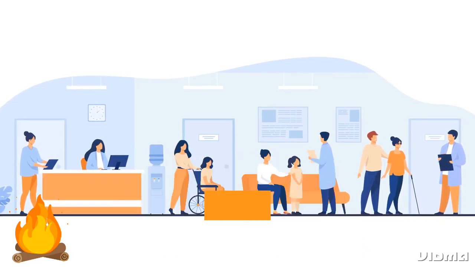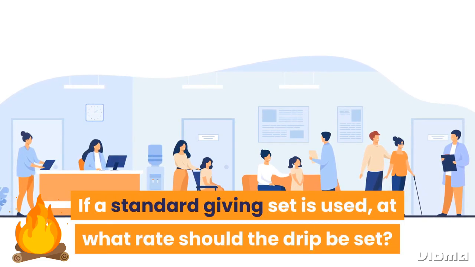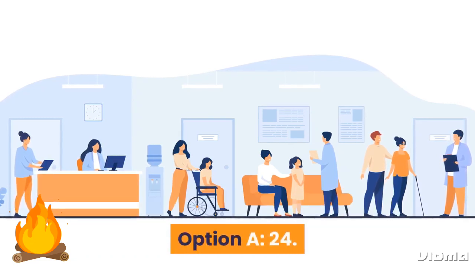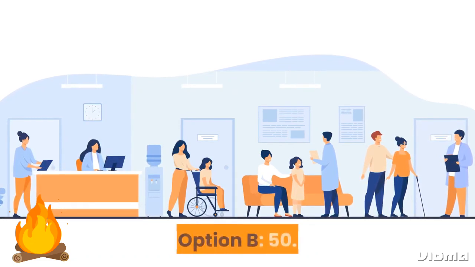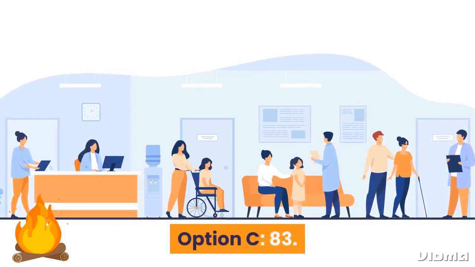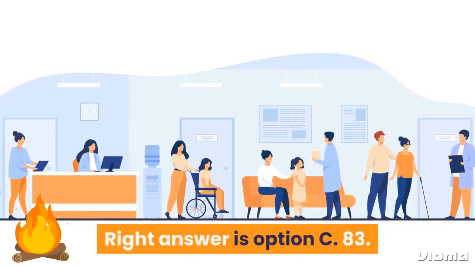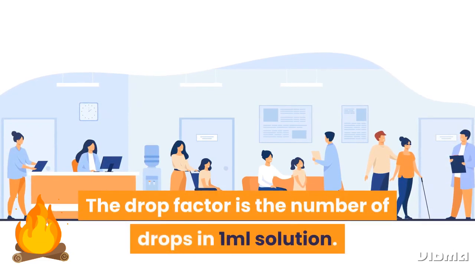Question 8. A liter bag of 5% glucose is prescribed over 4 hours. If a standard giving set is used, at what rate should the drip be set? Option A, 24. Option B, 50. Option C, 83. Option D, 60. Right answer is option C, 83.